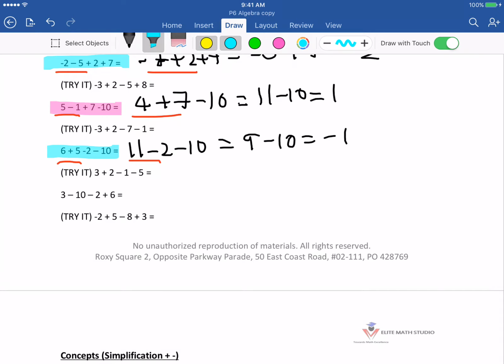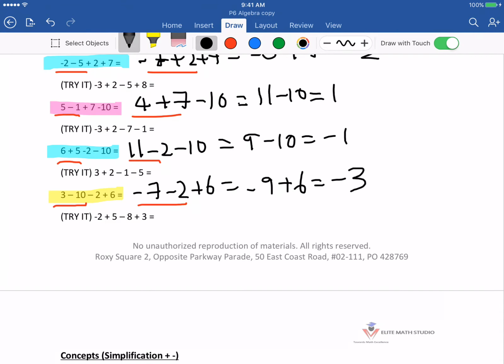Next one. 3 minus 10 minus 2 plus 6. So the first step, you go and do 3 minus 10 first. What's 3 minus 10? 3 minus 10 is equal to negative 7 minus 2 plus 6. Next one, what's negative 7 minus 2? It's equal to negative 9 plus 6. What's negative 9 plus 6? Negative 9 plus 6 is equal to negative 3.